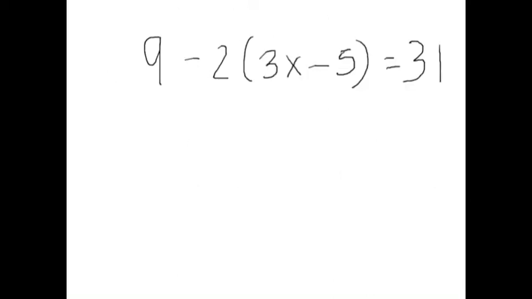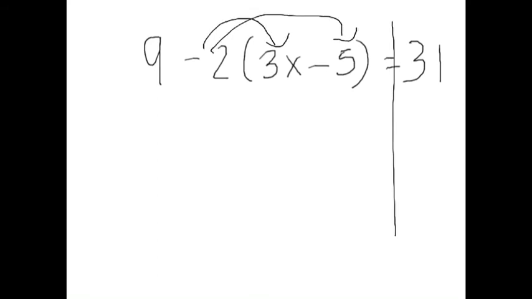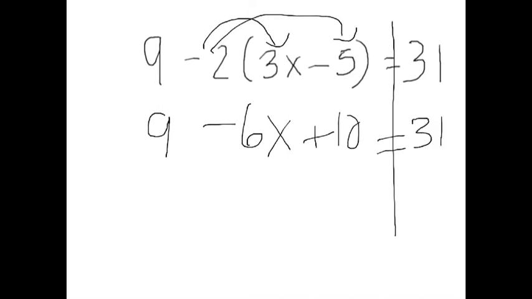Uh-oh, it's an even trickier problem. More combining like terms, but now I'm distributing. So I'm putting 31 to the side. I'm focusing just on 9 minus 2 times 3x minus 5. I distribute just like if I was doing an expression. I get negative 6x plus 10. I bring down the 9. That's going to equal 31, but I'm not worried about the 31 until I have a variable and a number left on one side. I'm going to box and circle.